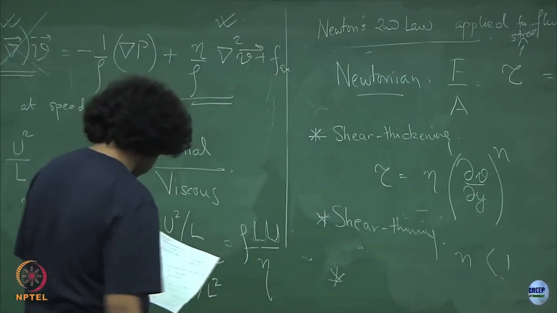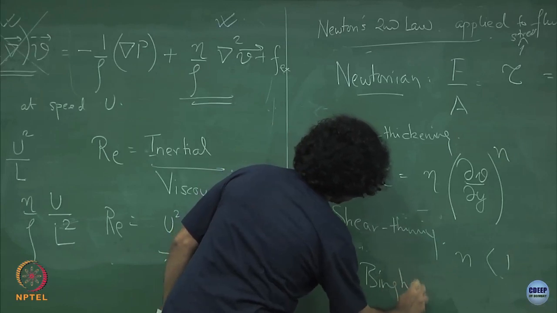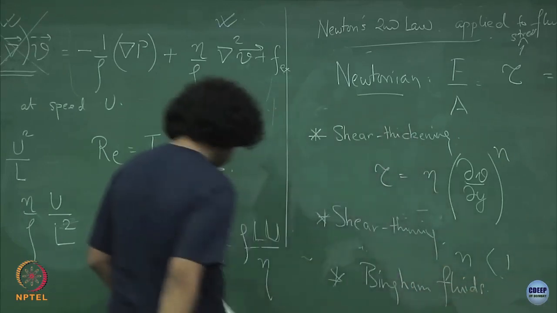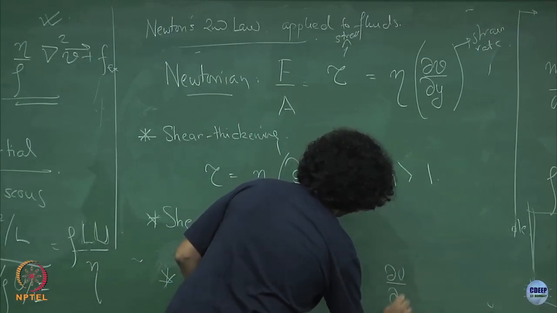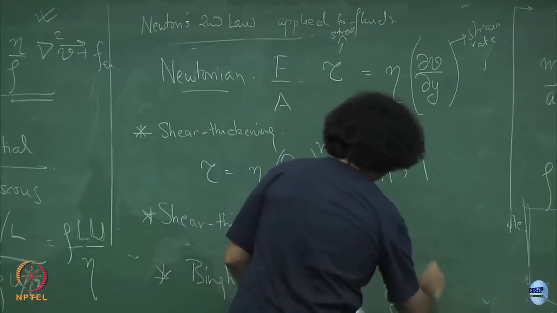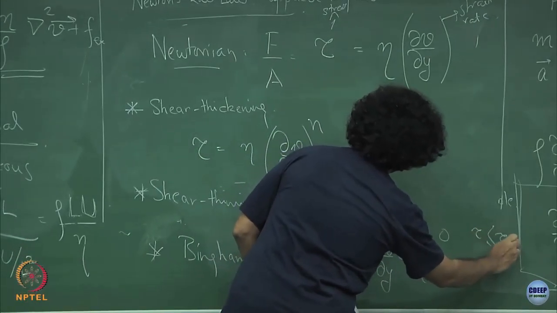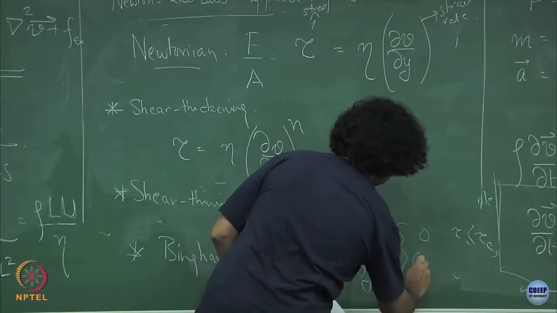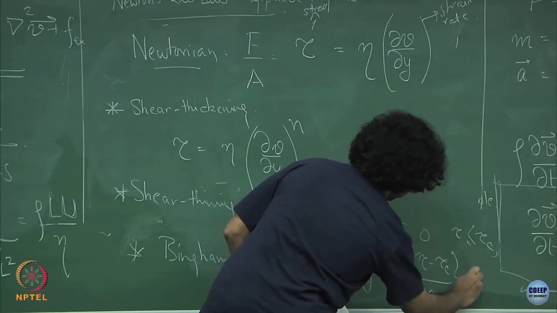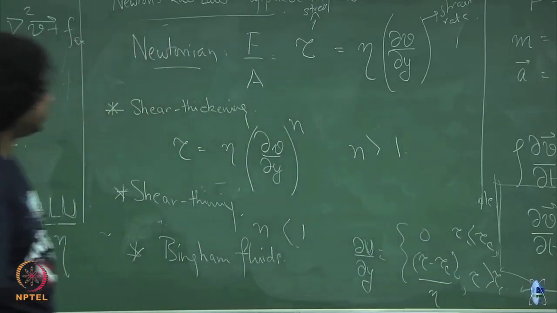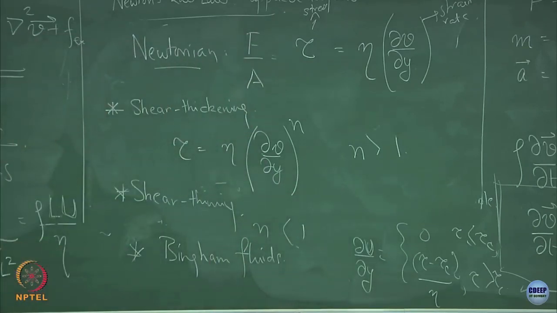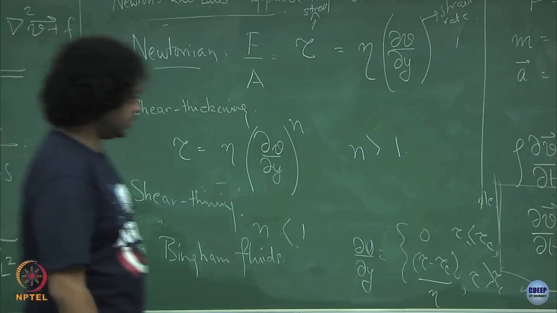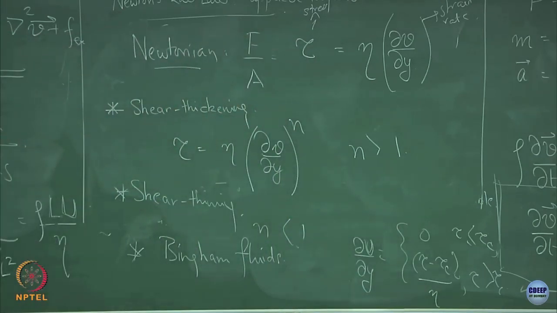There is another class called Bingham fluids, where it does not flow until a certain critical stress and then starts flowing. So, del v del y is 0 if your stress is less than some critical stress, and then it is (tau minus tau C) by eta if your stress is greater than this critical stress. Toothpaste, I think, is an example of this. It needs a certain amount of critical force to start flowing. Below that, it does not flow. So, there are different kinds of non-Newtonian fluids that you can get.